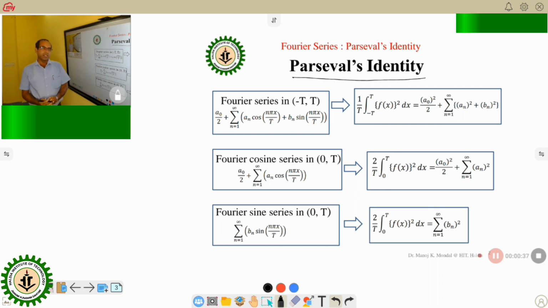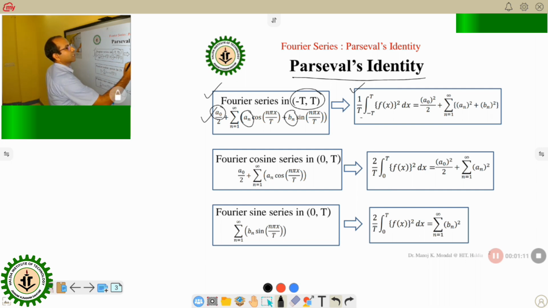Parseval's identity is sometimes required to prove an equality of both sides. For that, the Fourier series says, if we consider the full range series from minus t to plus t, this is our full range Fourier series. As you know, a0, an and bn are the Fourier coefficients. With respect to these Fourier coefficients, here is an equality. This is known as Parseval's identity for the Fourier series, full range series.